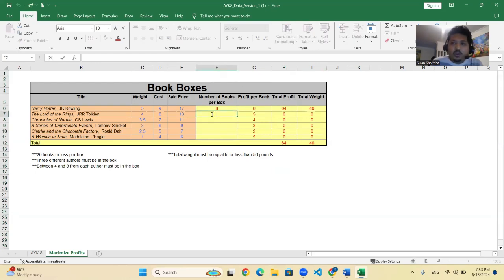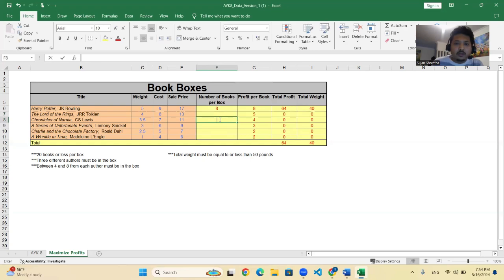So if we add another book, we have to add 4 books, or 4 to 8 books. If we add 8 books maximum, surely the weight will exceed the limit, that is 50 pounds. Even if we add 4 books, which is the minimum, we still exceed it.